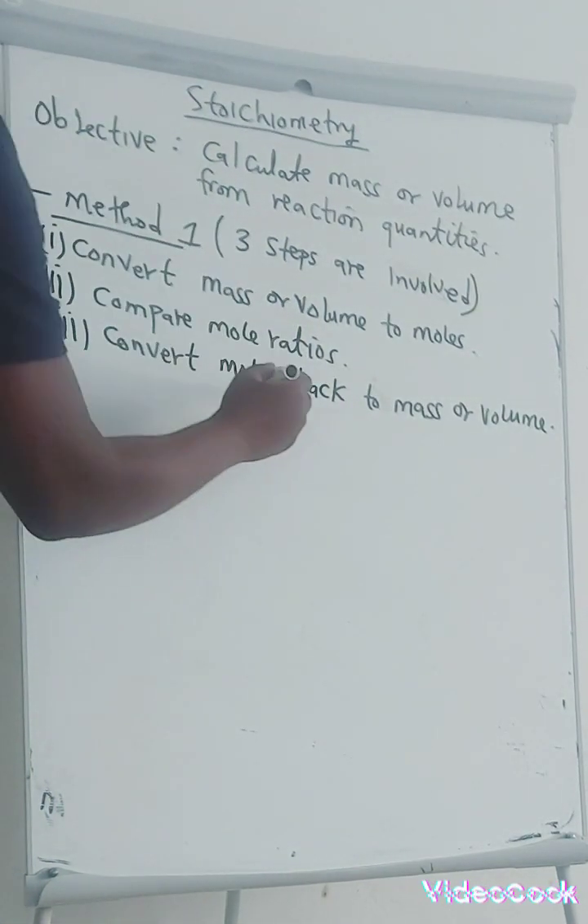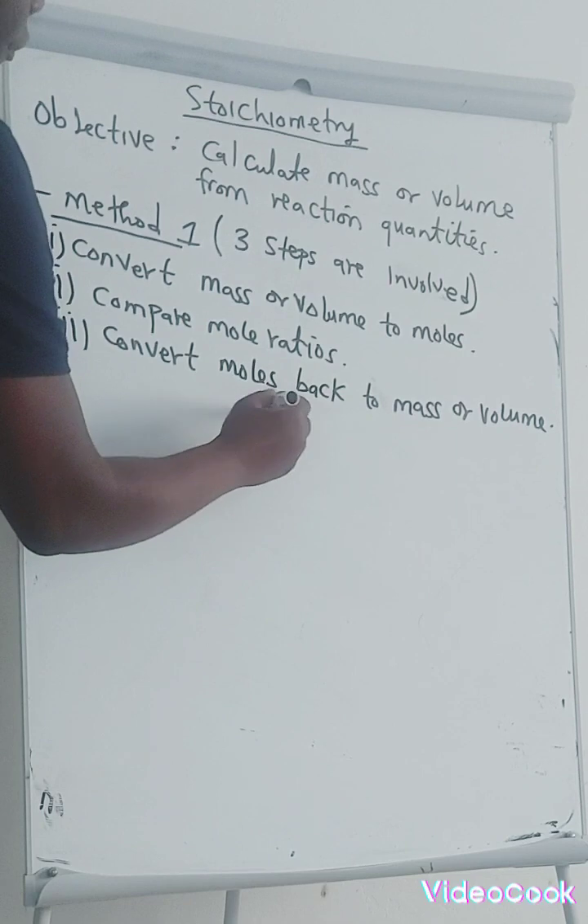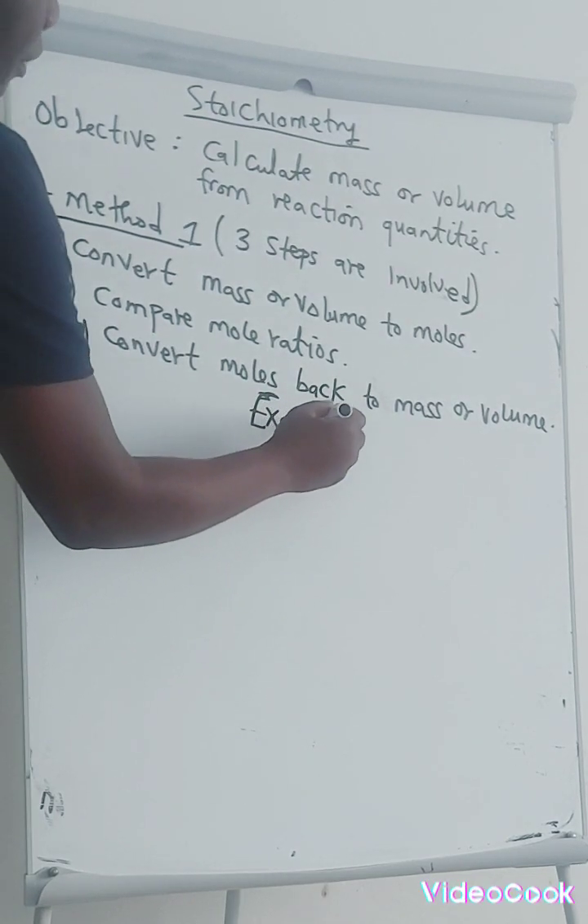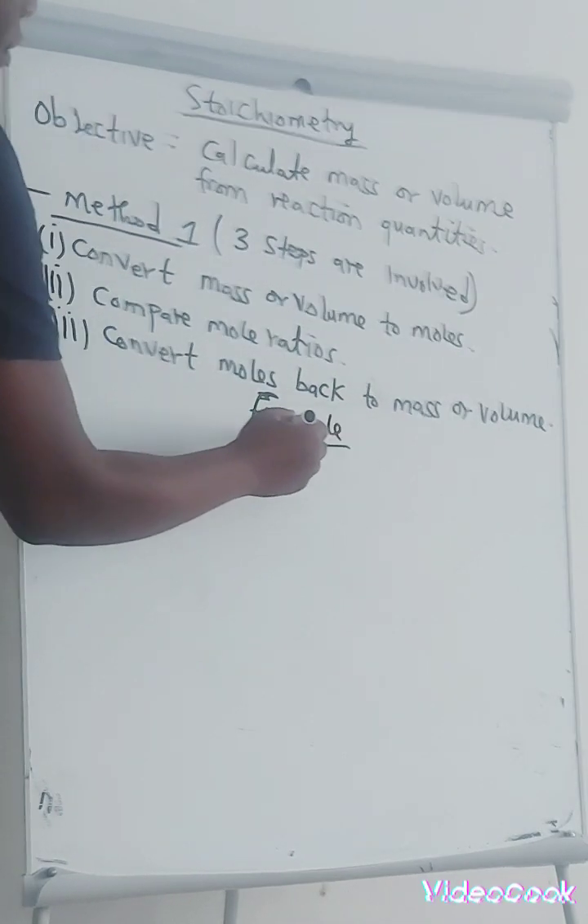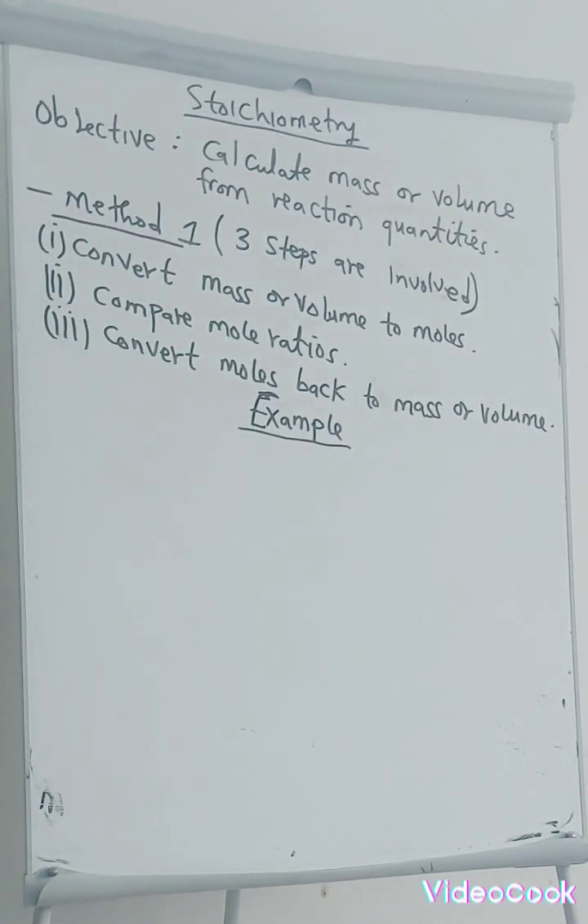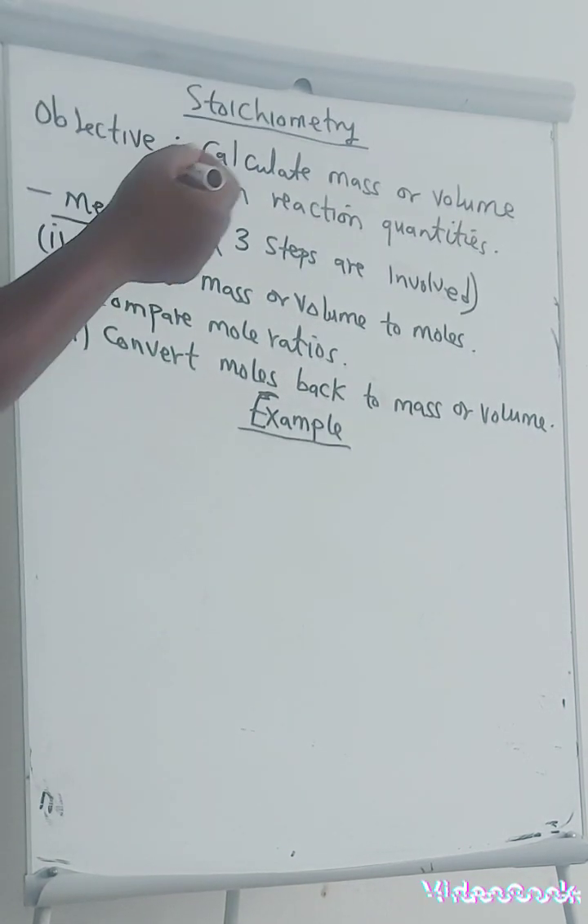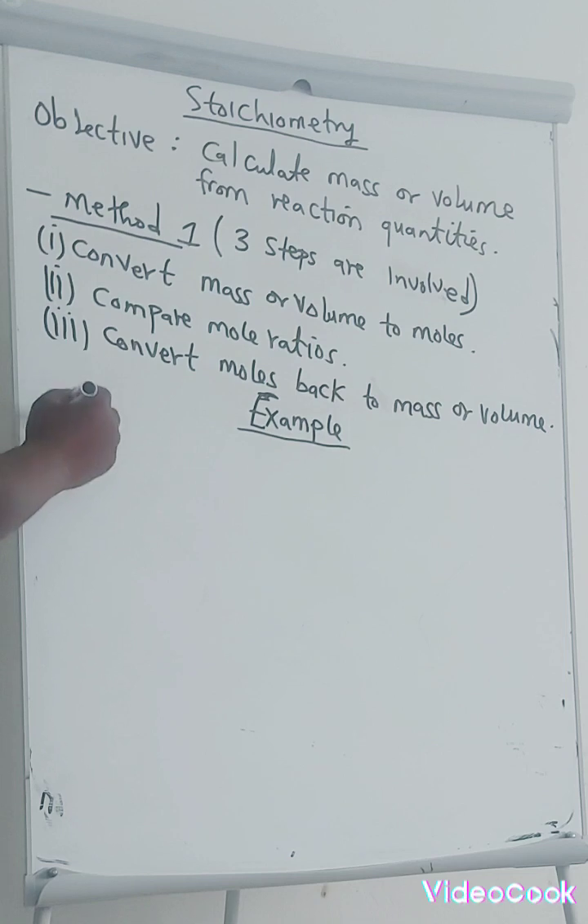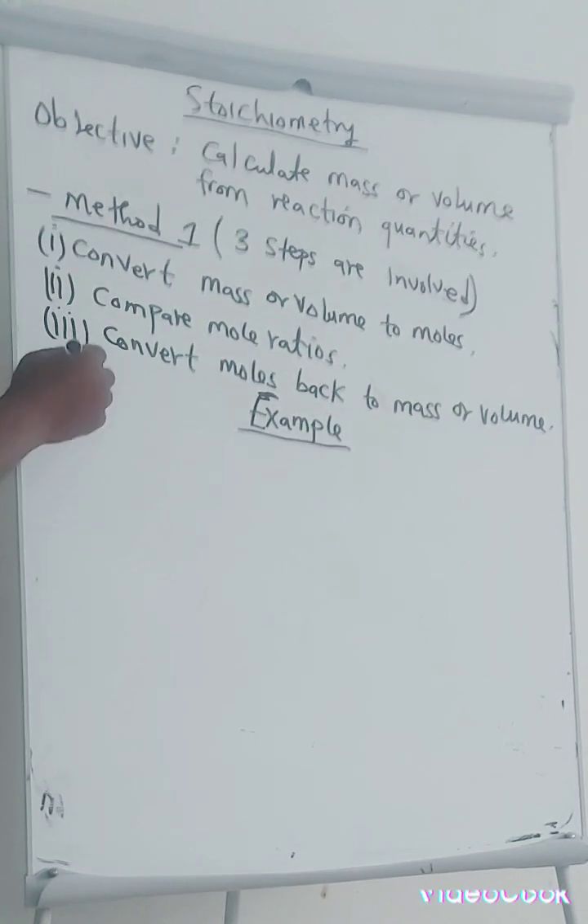Example. In this example we're going to solve it using 2 methods. We start with method 1, the one which is in 3 steps. But both methods require you to balance the equation. So, example 1.